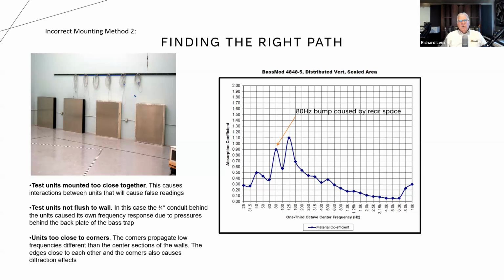Again, what we found ultimately is that the units were too close together, again causing edge diffraction, which could be a cause of either the 40 or the 80 there. The units are not flush to the wall because of that 3/4 inch conduit behind them. We couldn't go flush like that, and that creates a different pressure behind the unit. And then they're, again, too close to the corners. We found being too close to the corners also made a difference in the performance and how they reacted.